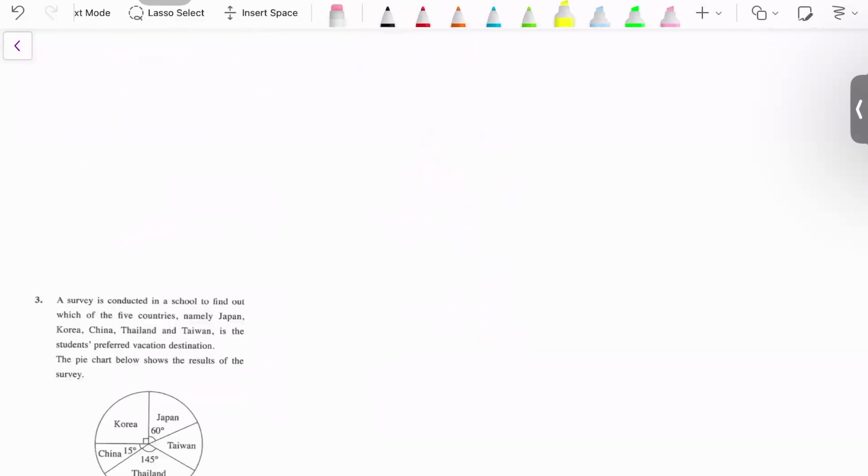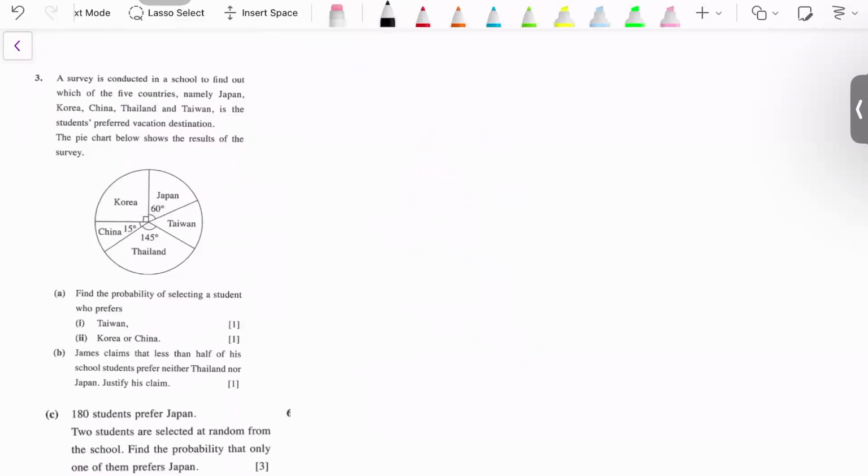Okay. Question 3. A survey is conducted in a school to find out which of the 5 countries, namely Japan, Korea, China, Thailand, and Taiwan, the students preferred as their vacation destination. The pie chart below shows the result of the survey. And certainly we have the pie chart. There are different angles stated there.